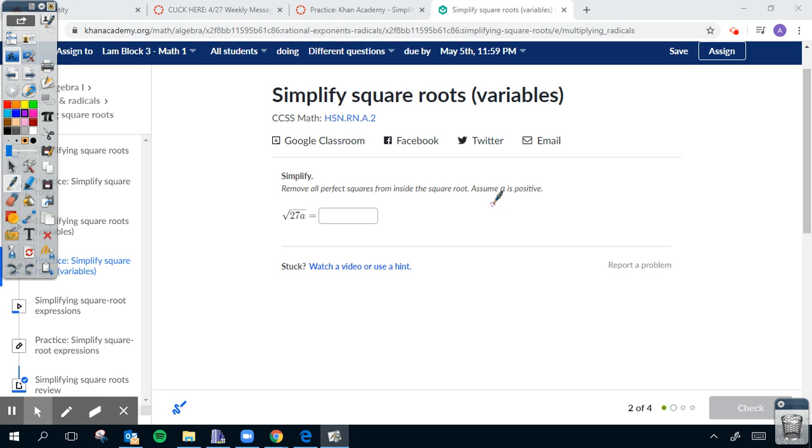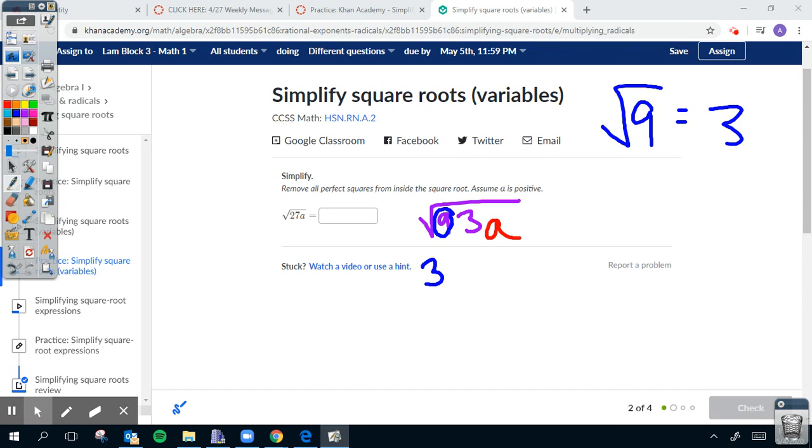Well, I know 27 equals 9 times 3, and I can drop down the variable a. Why did I pick 9 times 3? It's because I know one of those, 9, is a perfect square, which equals 3. So instead of writing it as 9 under a radical, I can just pull out 3 on the outside and leave everything else under the radical.